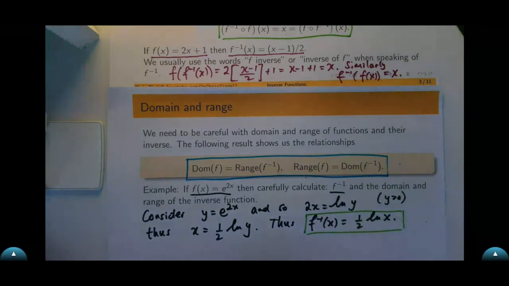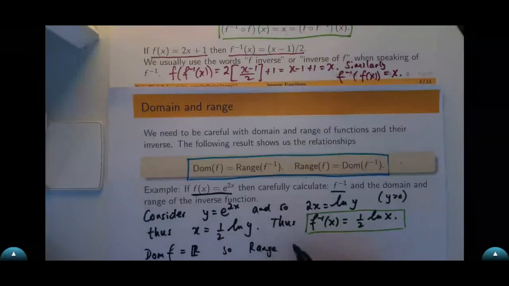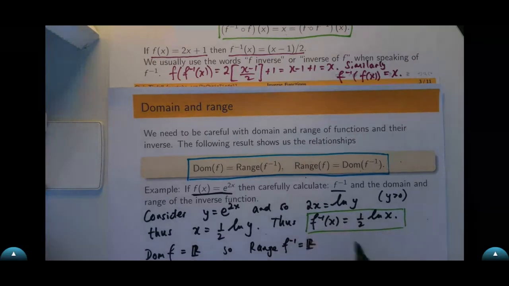What is the domain of our f? If that's our function, the domain is just the whole real line, right? We can put any x value into that we like, and we'll get a nice output. So what does that mean the range of the inverse will be? Well, the range of the inverse will also be the set of real numbers by this relationship here.